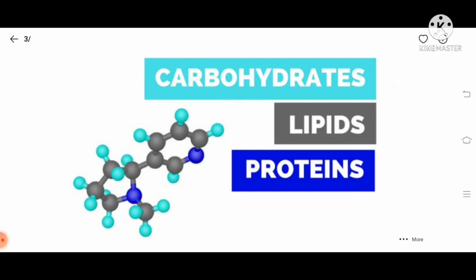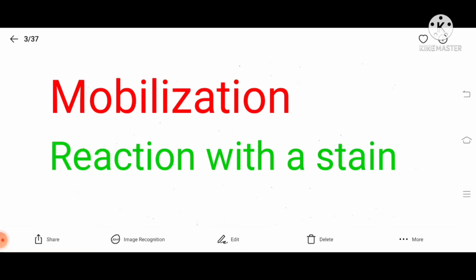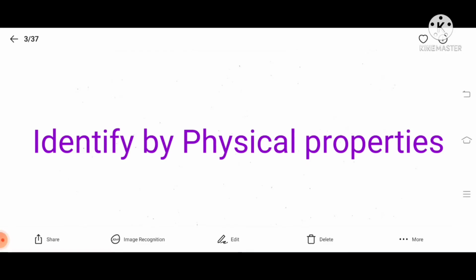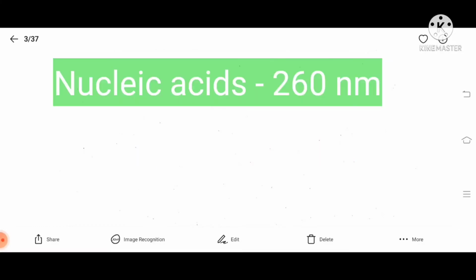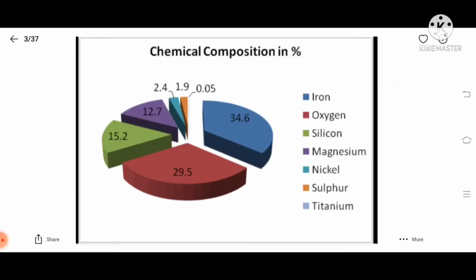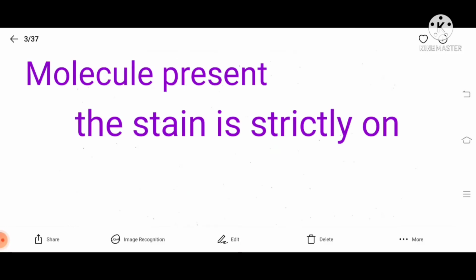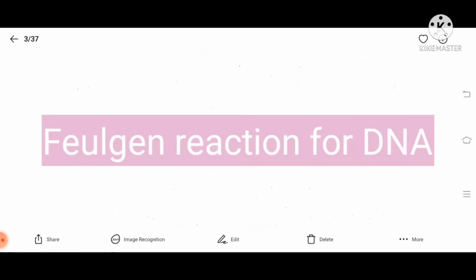For this, the particular molecule is first immobilized, then identified by its reaction with a stain. Some molecules are also identified by their physical properties, like absorption of radiation at a particular wavelength. For example, nucleic acid absorbs ultraviolet rays at 260 nm, whereas protein absorbs at 280 nm. The amount of chemical components present in a cell can be quantified, provided the reaction between the molecule present and the stain is strictly on a 1:1 basis, as in the case of the Feulgen reaction for DNA.